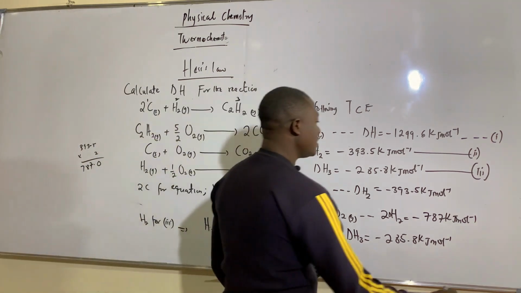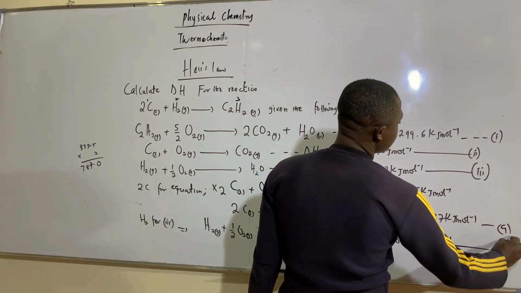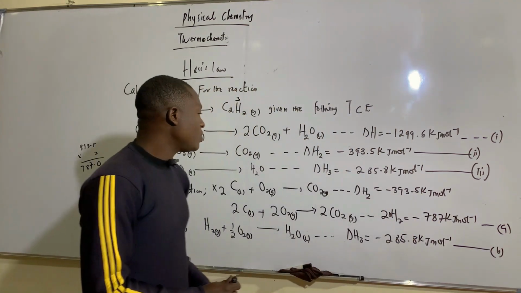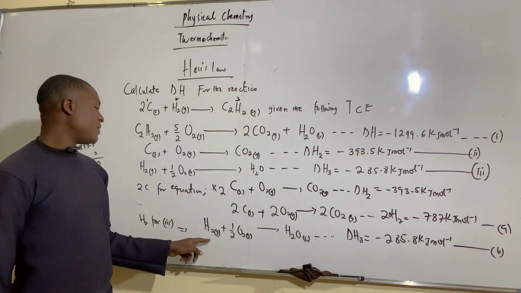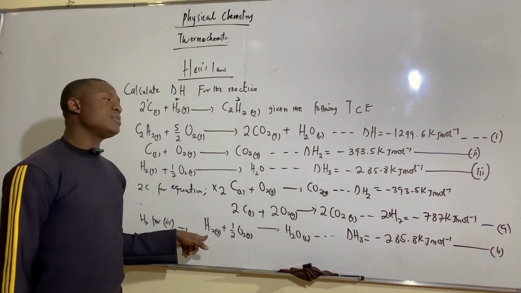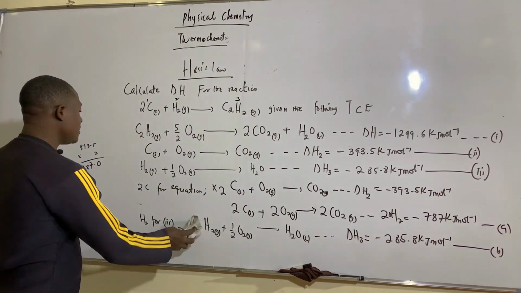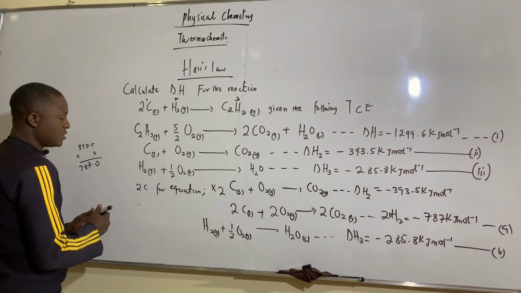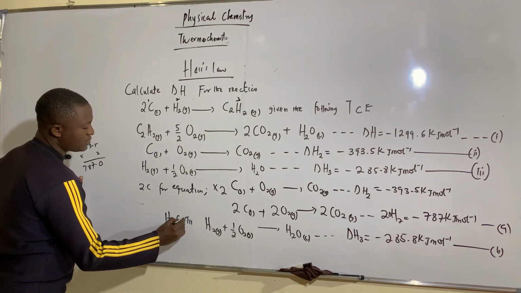Let's label this one. This is for A, and this is for B. You can see I did not touch this one because it's balanced already. I have hydrogen gas here, I have hydrogen gas here. The hydrogen I have is at the reactant side, the one I have here is also at the reactant side. So this is hydrogen gas for equation 3.